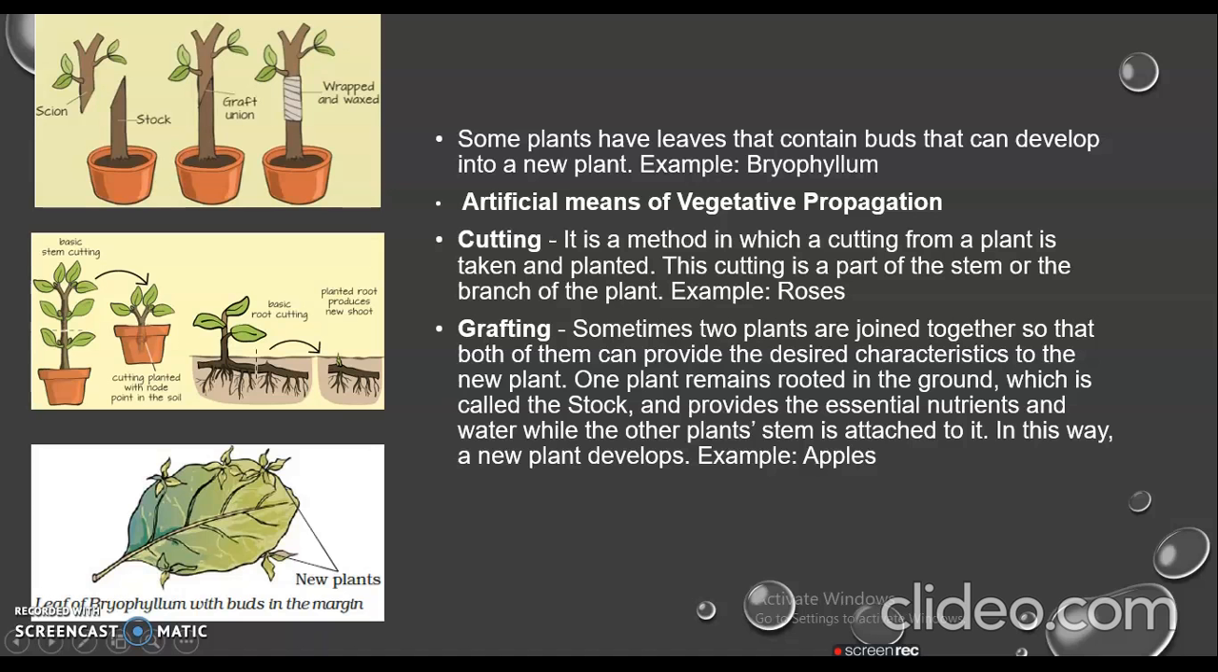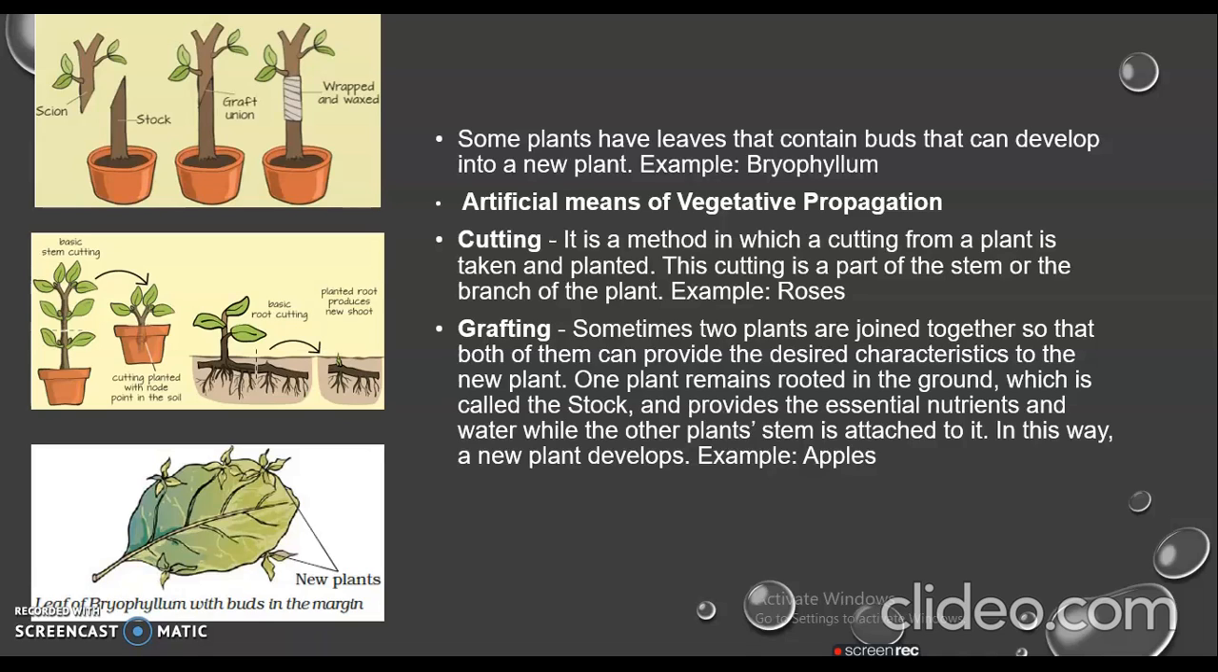Artificial means of vegetative propagation. Cutting. It is a method in which a cutting from a plant is taken and planted. The cutting is a part of the stem or the branch of the plant. As you can see in the second picture, stem cutting, cutting planted with node point in the soil, and root cutting, planted root produces new shoot.